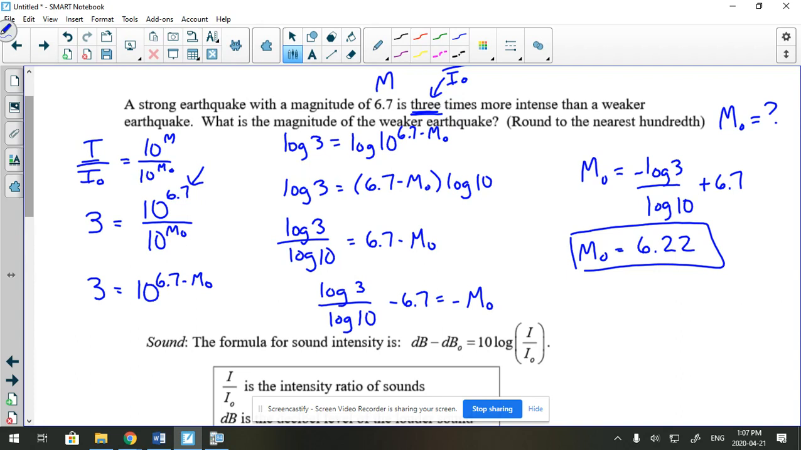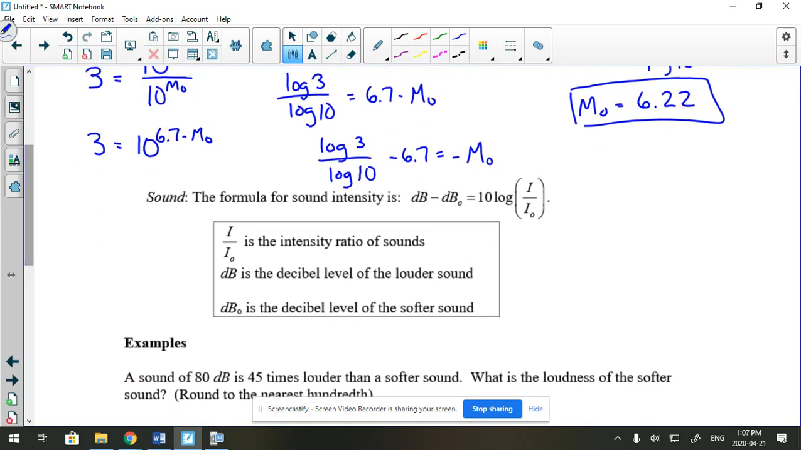Okay, we're going to move on to the next topic. So we did all the ones dealing with earthquakes. You'll always use this formula for your earthquakes. Now we're going to talk about sound. Sound, again, sound intensity uses logarithms in order to calculate it. So our second topic, we have a new formula. The formula for sound intensity is this, where I over I naught is the intensity of the sounds. dB is the decibel level of the louder sound, and dB naught is the decibel level of the softer sound.